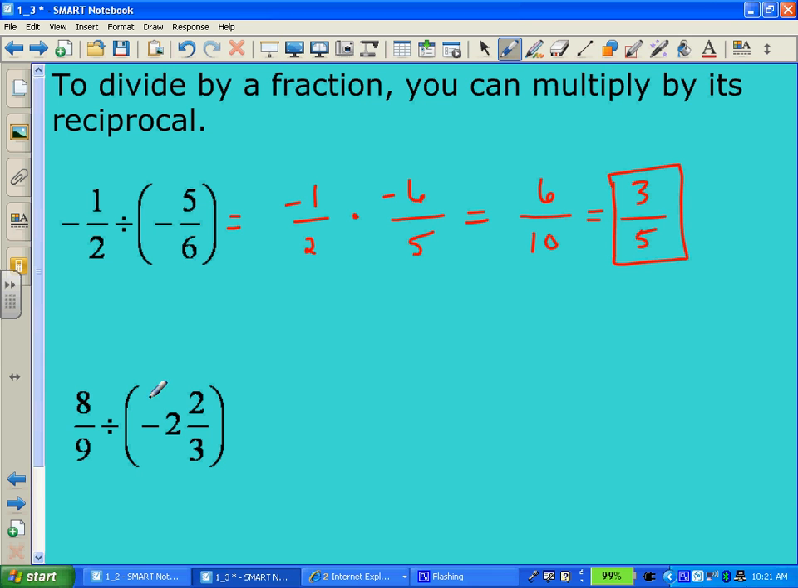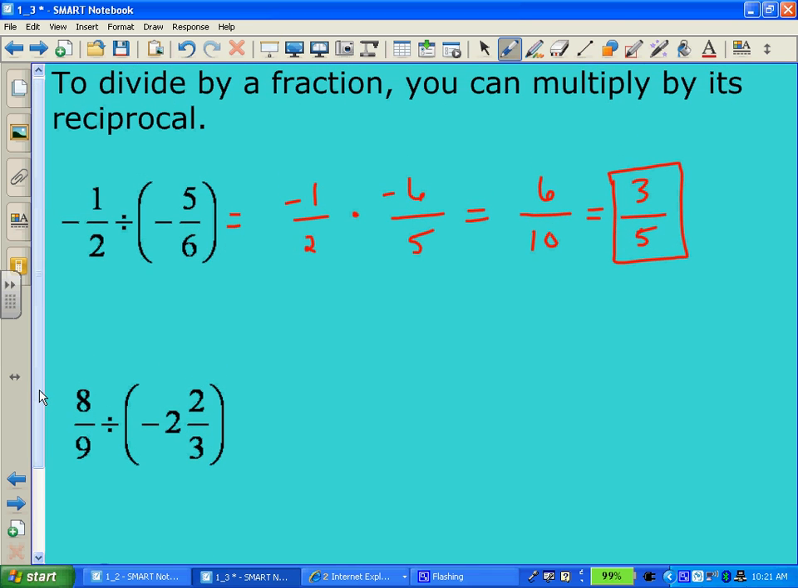Let's do another one here. Now this one, as you can see, has a mixed number. So when we have a mixed number, the first thing we're going to do is change this mixed number into an improper fraction. And remember, to do that, you take the whole number multiplied by your denominator, so 2 times 3 plus 2. So this is actually 8/3.